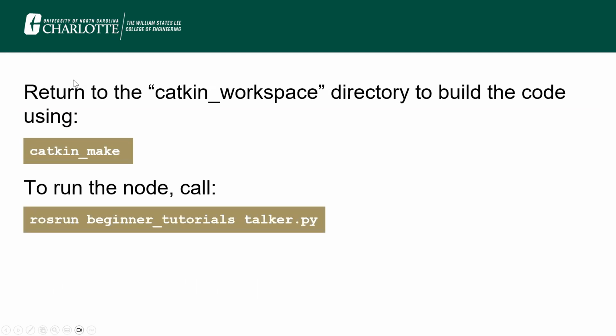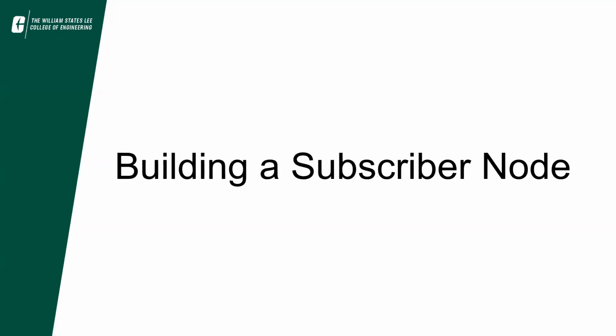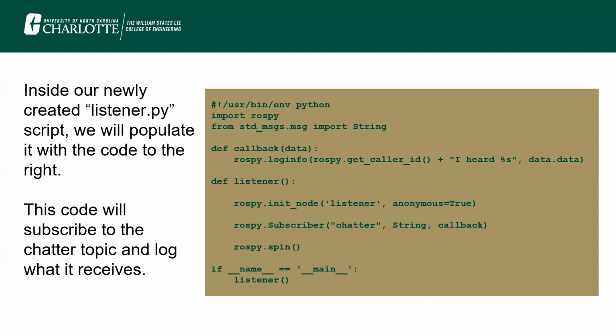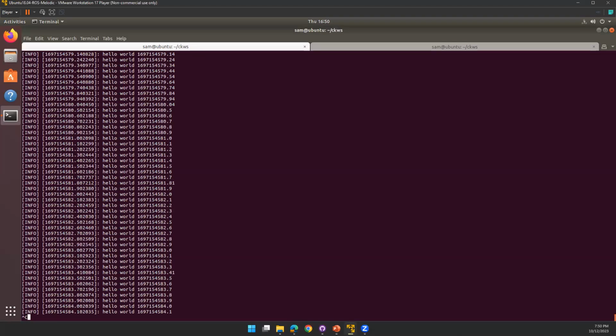So we just ran everything. We just kind of did all that stuff. So now, building a subscriber node. It's going to be the same process. We're going to go into that scripts folder, make the Python script, and it's going to contain this content. So let's do that. Going back over here.